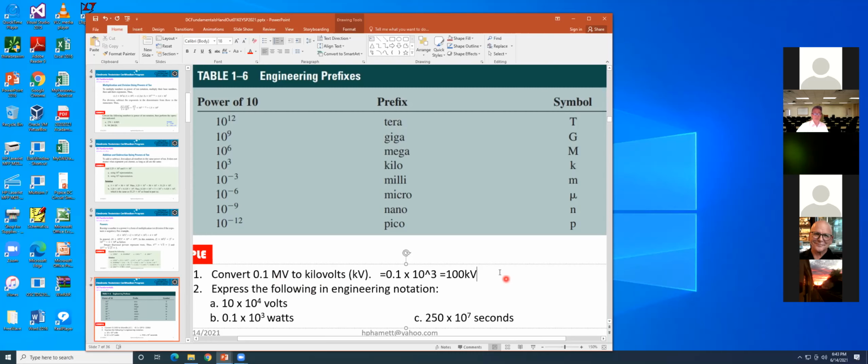Okay, thank you. Okay, now, 10 times 10 power 4 volt. They say expressed in engineering notation. So what do you think they equal?